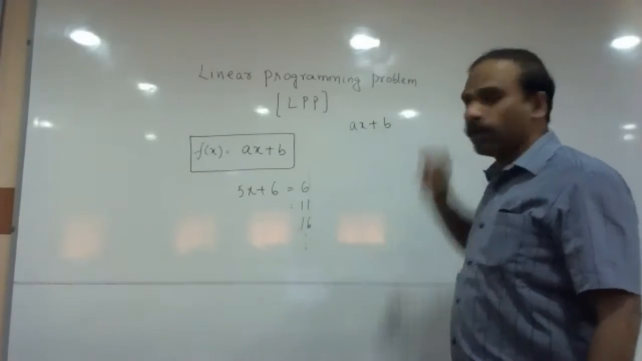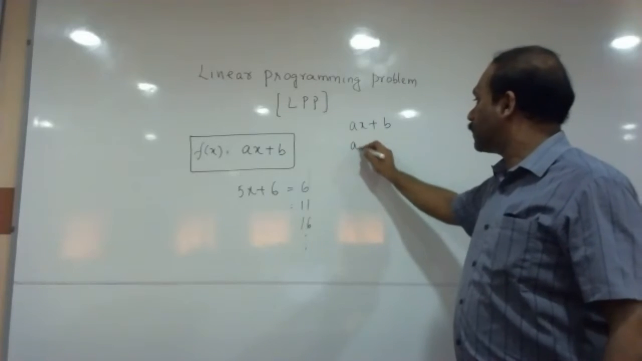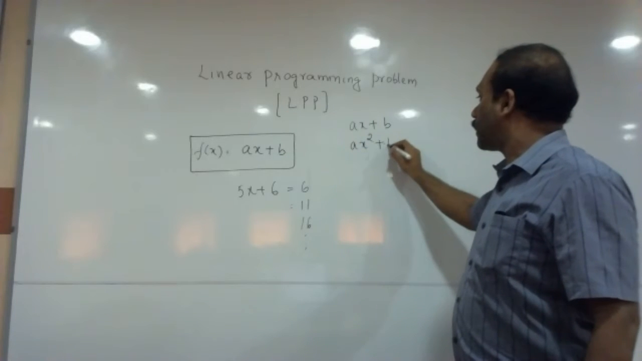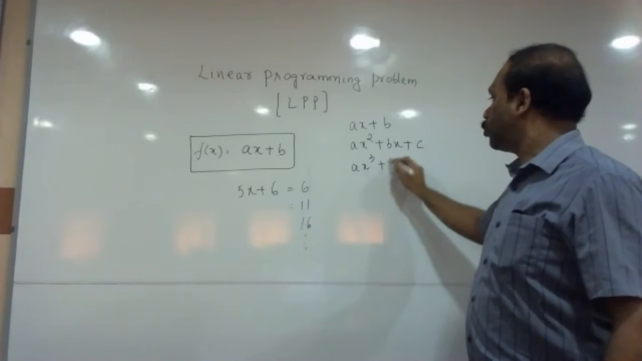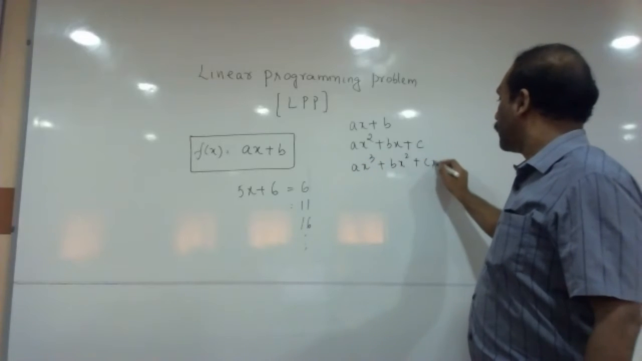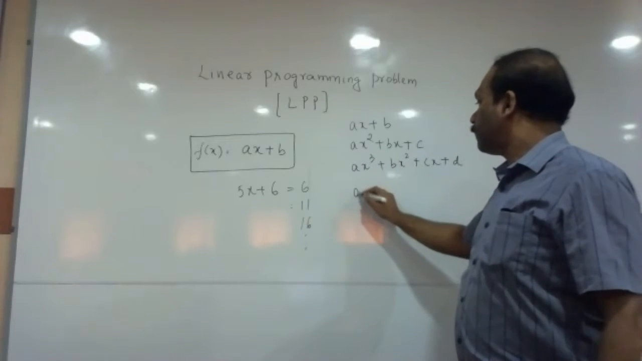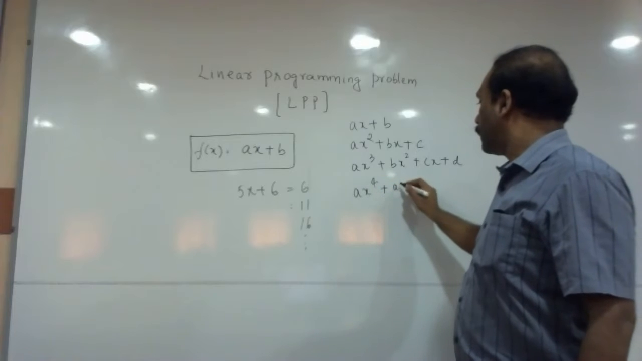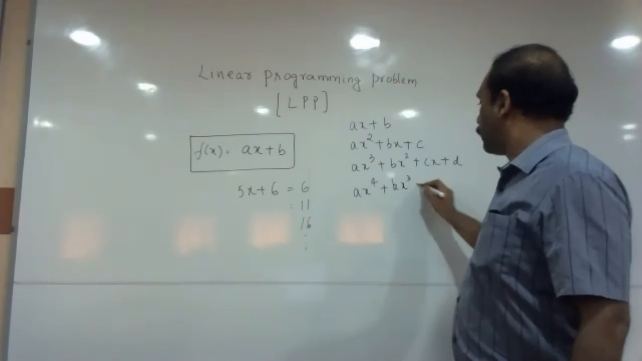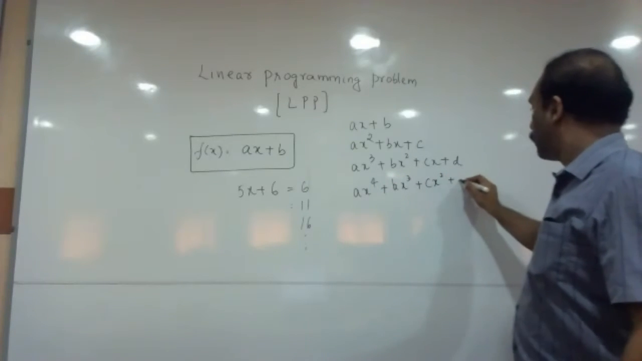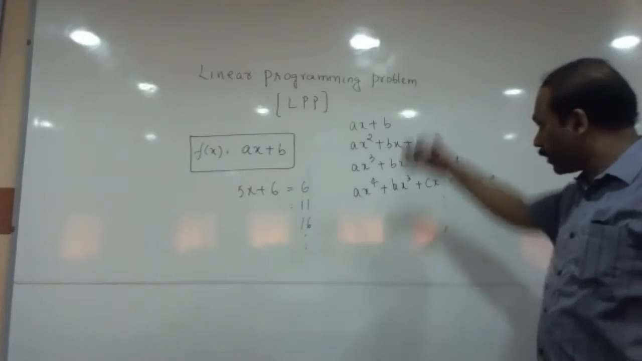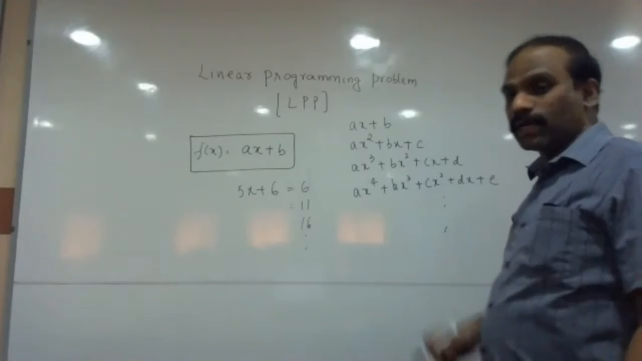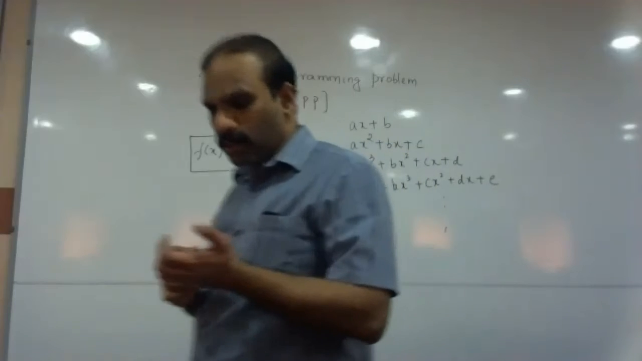We call it a linear equation. The second equation is ax square plus bx plus c. The third equation is ax cube plus bx square plus cx plus d. And the fourth equation is ax to the power of 4 plus bx cube plus cx square plus dx plus e, and so on. If you look at all these equations, each equation has certain important points to understand.